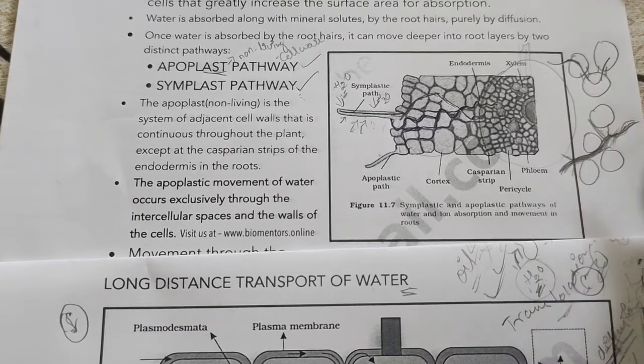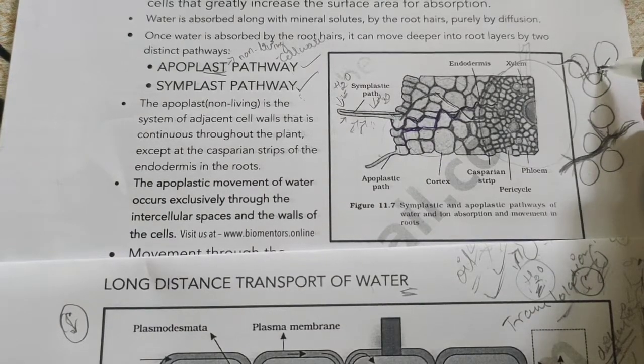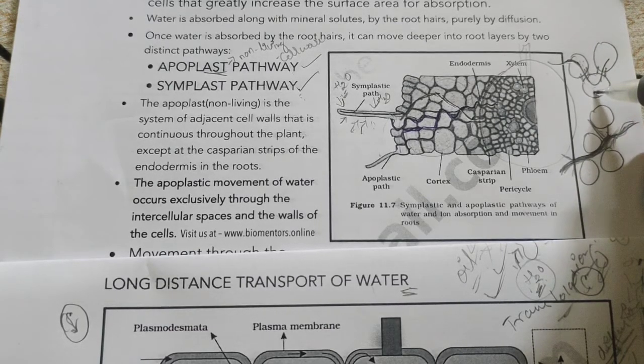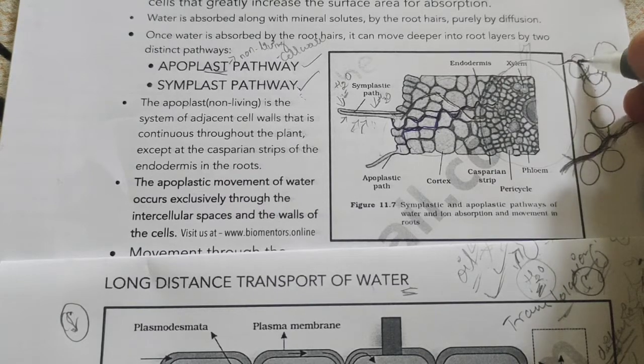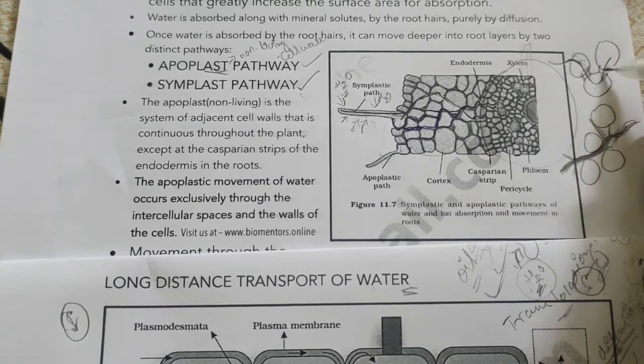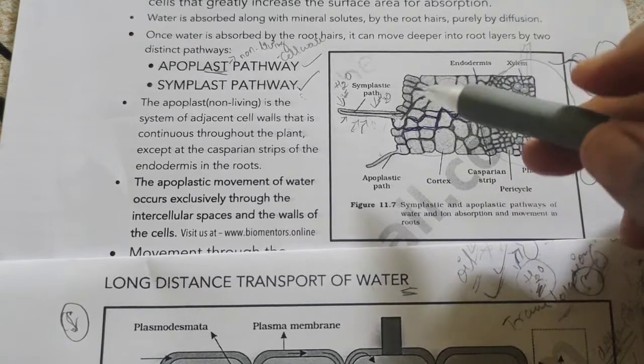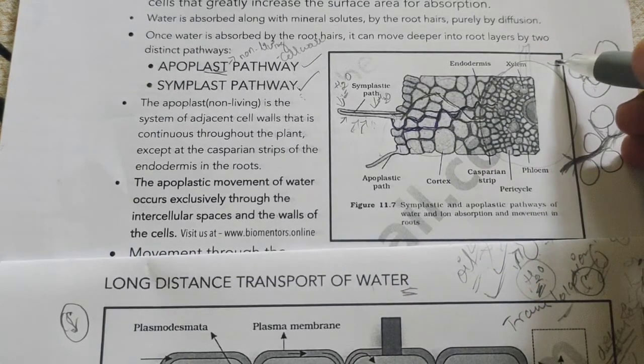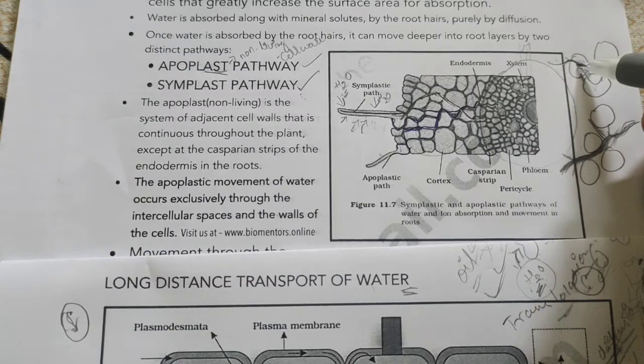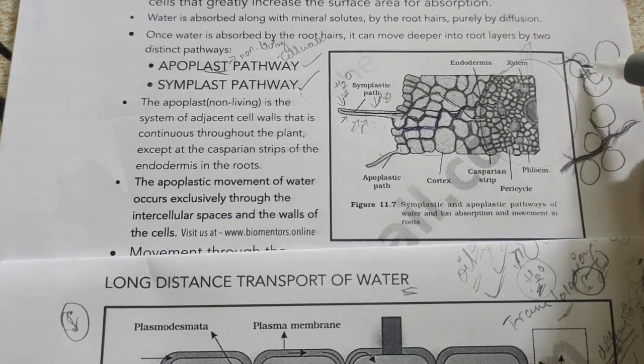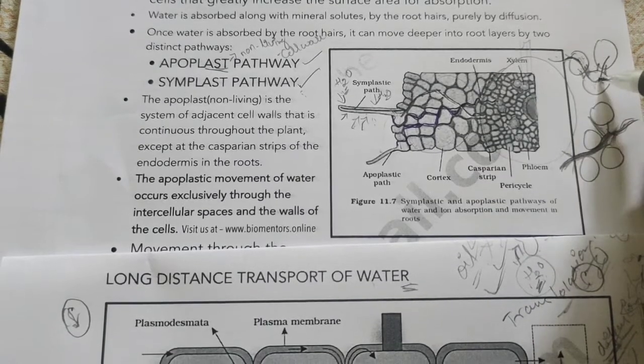What do you mean by plasmodesmatal connections? So these are the tiny connections present in between the cells so that these cells can communicate with each other. That means there will be a movement or exchange of substances taking place between the cells through these connections. So this is called plasmodesmatal connections. So in the symplast pathway, water enters inside the cell, and from one cell to the other cell, water will be reaching through these plasmodesmatal connections.